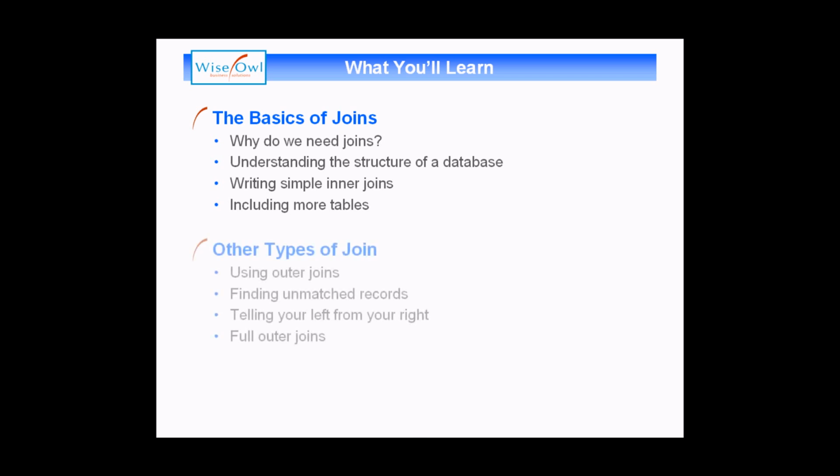We'll then move on and show you some other types of join. So we'll explain the outer join. We'll show you a use for that to find unmatched records in your database. We'll spend a little bit of time talking about how you tell your left from your right. And finally, we'll show you how to use a full outer join. So let's get started.